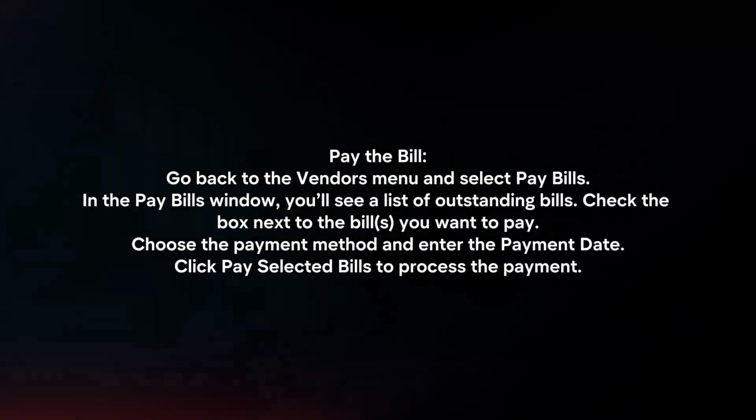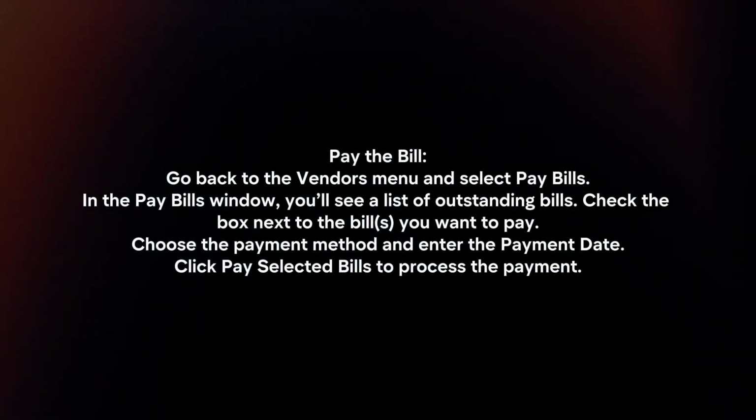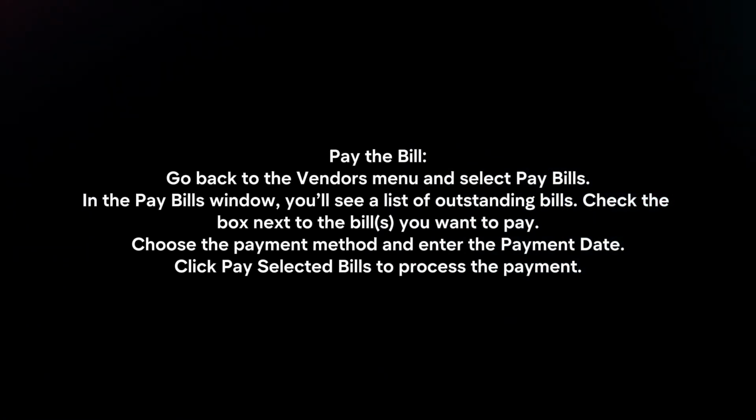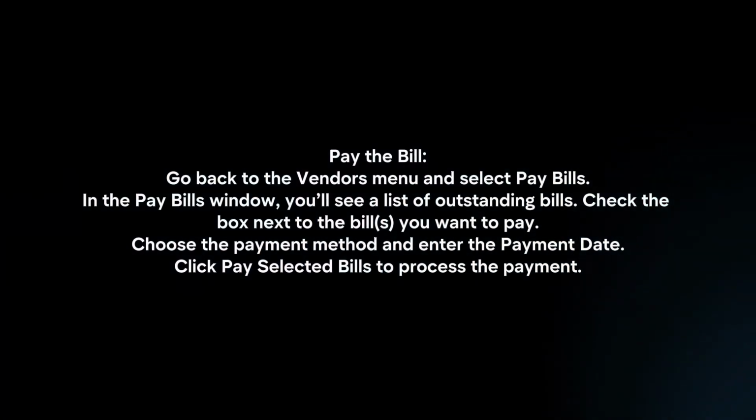Pay the bill. Go back to the Vendors menu and select Pay Bills. In the Pay Bills window, you will see a list of outstanding bills. Check the box next to the bill you want to pay.